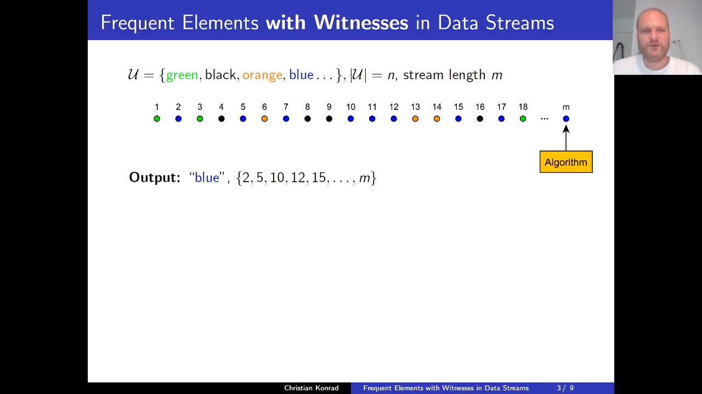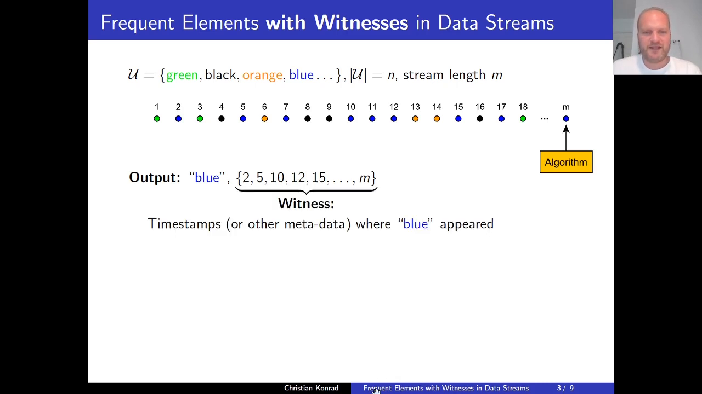However, it now needs to also produce a witness. And so what is a witness here? This witness is a witness set that contains the positions of when a blue item appeared in the stream. So for example, we see that the blue item appeared at position 2, 5, 10, 12, 15, etc.